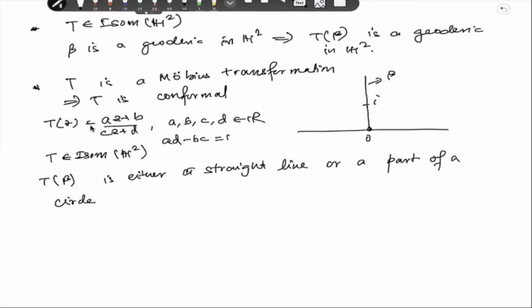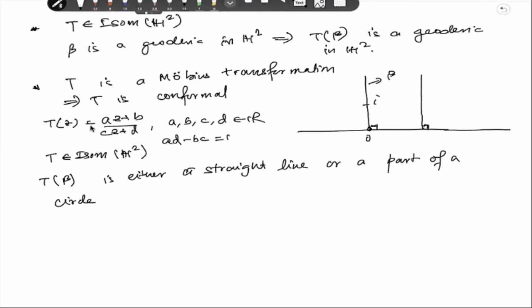So this T of beta, because T is conformal, this angle will be preserved. So T of beta, if it is a straight line, it cannot be like this, because this angle will not be preserved. This 90-degree angle has to be preserved. So if T of beta is a straight line, it has to be vertical. So this is one possibility.